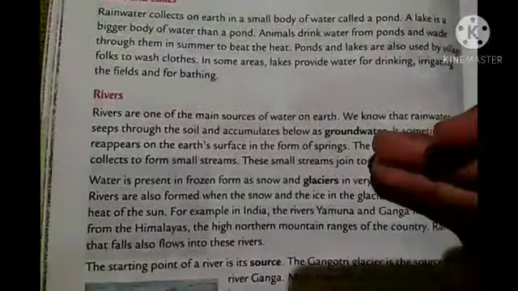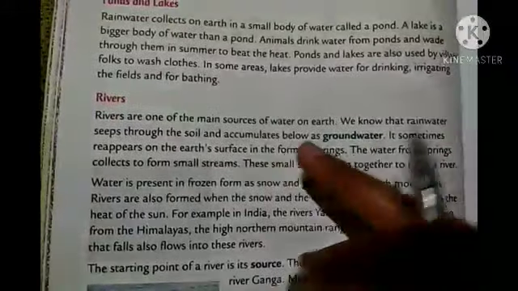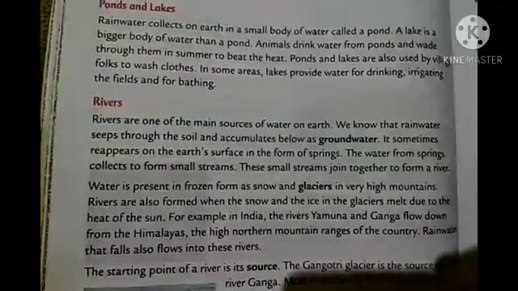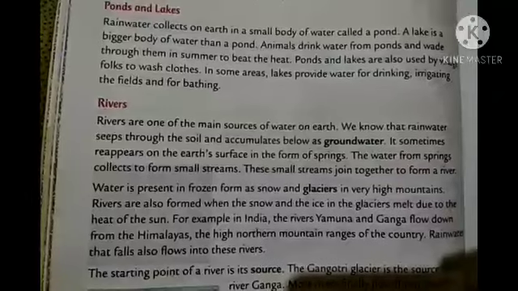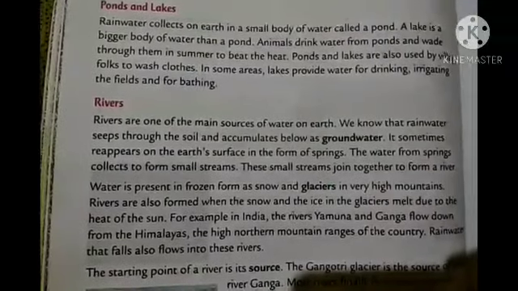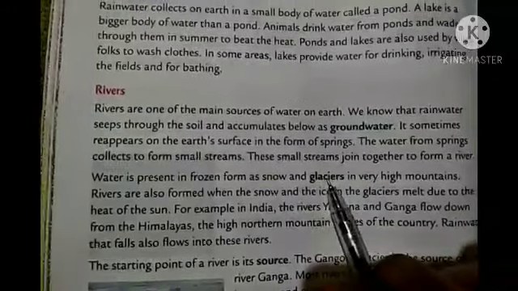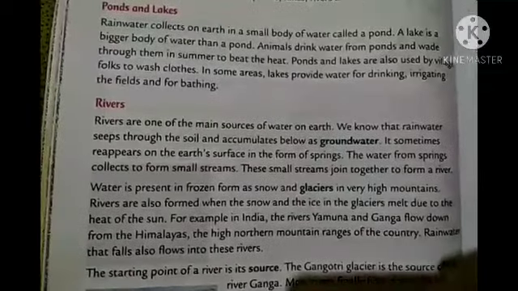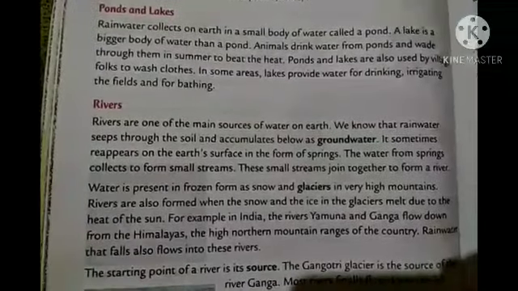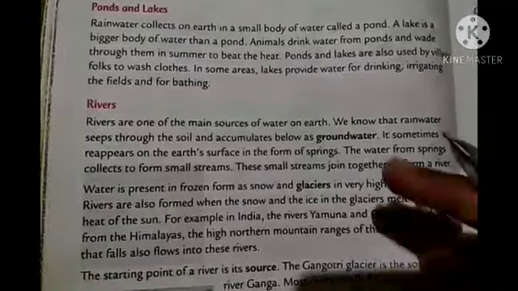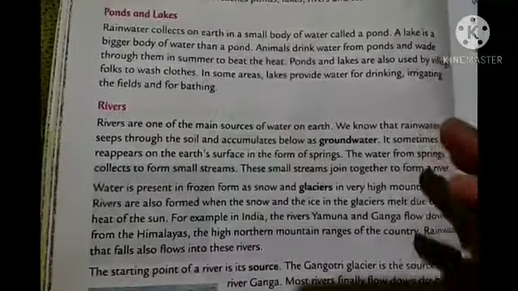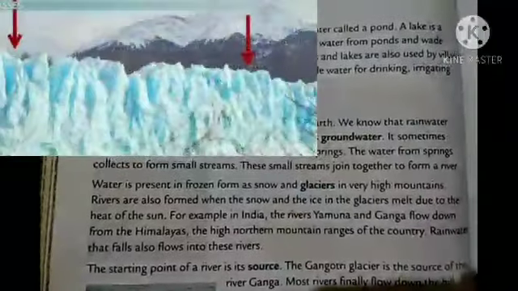Not only groundwater or springs can form a river. In the cold places, water is present in the frozen form, like snow and glaciers. Glaciers are made up of fallen snow that over many years compresses into large thickened ice masses. That means when ice is compressed in one place for a long time, it becomes a glacier. That is also snow. You can see the picture. So these are the glaciers.